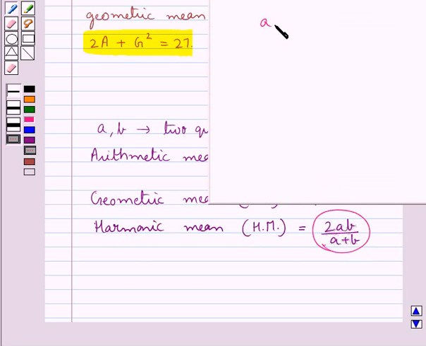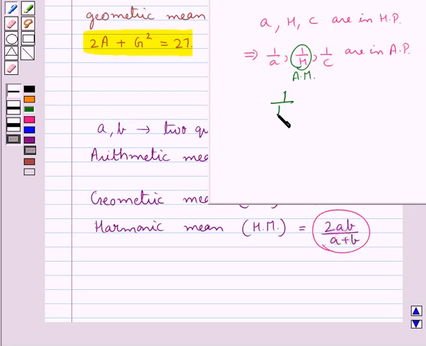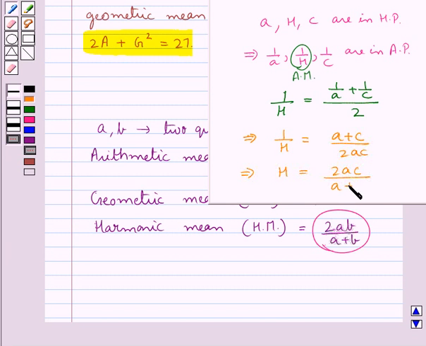Suppose we have the three quantities A, H and C in HP. So this means that 1 upon A, 1 upon H, 1 upon C are in AP. Now since these three terms are in AP, this means that 1 upon H would be the arithmetic mean of 1 upon A and 1 upon C. So 1 upon H is equal to (1 upon A plus 1 upon C) the whole upon 2. This means that 1 upon H is equal to (A plus C) upon 2AC. So we now have H equal to 2AC upon A plus C.